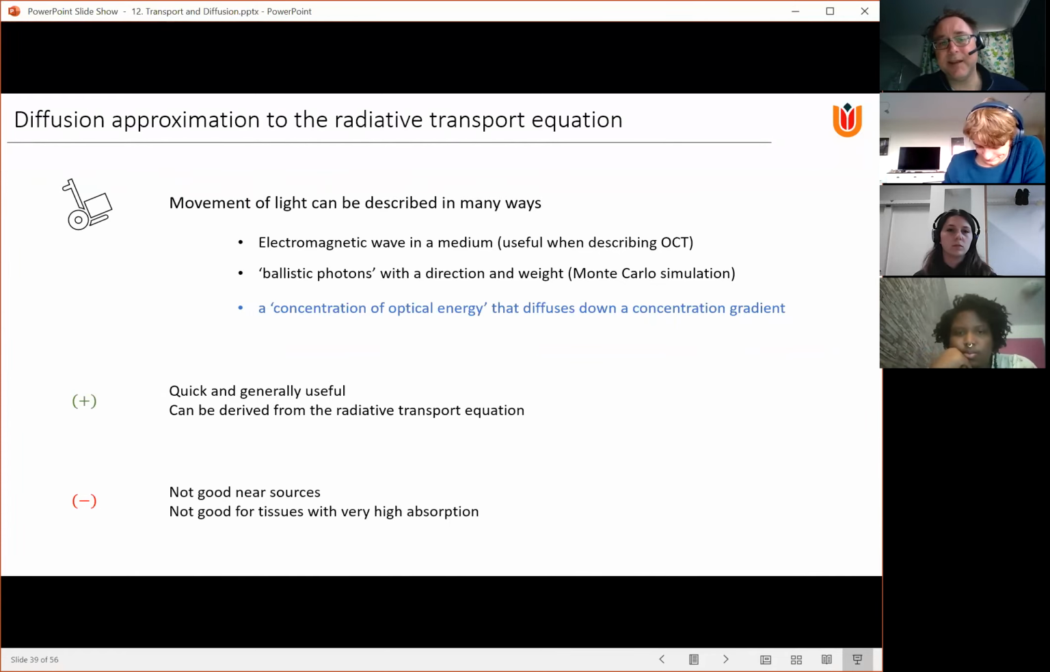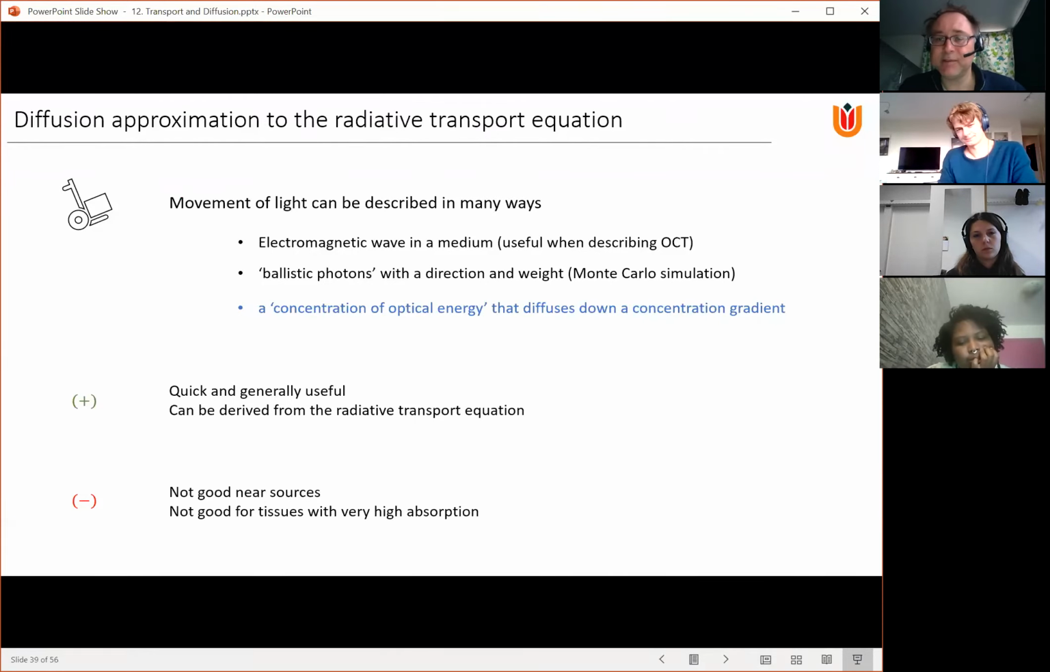So basically the same assumptions. We're going to use just transport of power and not electric fields or whatever. And conceptually, what it does is it regards the propagation of light as a diffusion process. So the photon energy diffuses down a concentration gradient of photon energy in order to balance it, just like in a diffusion process. It's quick. It's generally useful. I'll briefly indicate that it can be derived from the radiative transport equation itself, so it has some physical basis.